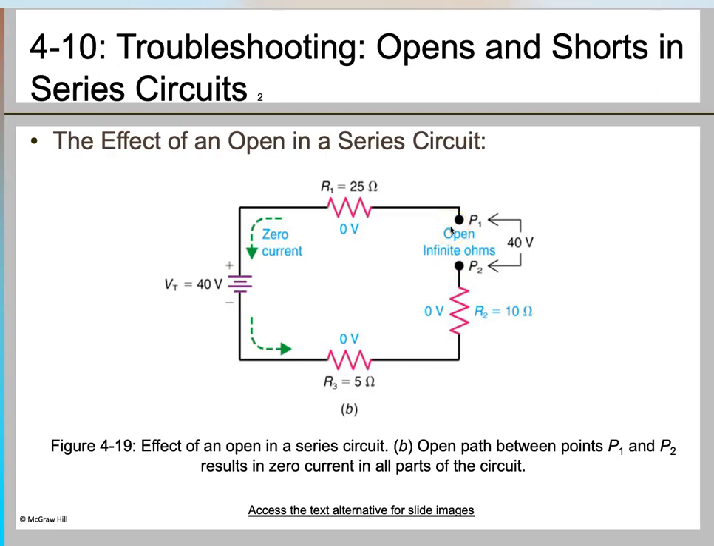And the last thing is that whatever the supply voltage is in a series circuit, if it is open, then across that terminal you are going to have the same voltage. So the same voltage appears here: 40 volts, the same as the supply. So that's how it works in a series circuit if you see any open condition.